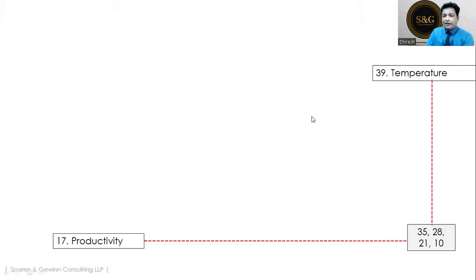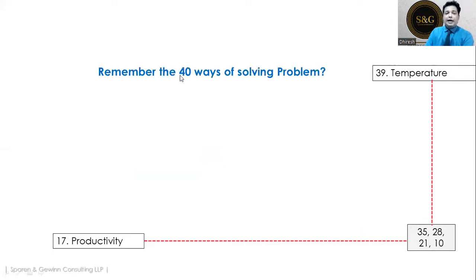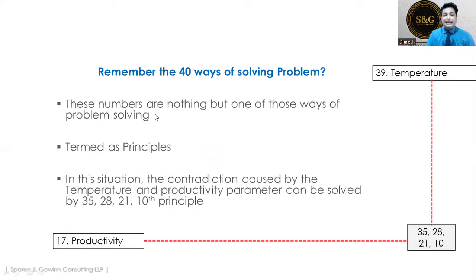Then productivity and temperature will give 35, 28, 21, and 10. So what are those basically? Remember the 40 ways of solving a problem, as I mentioned to you earlier. Out of those, these numbers are nothing but some of those ways to solve the problem, termed principles. Like in this situation, the contradiction caused by the temperature and productivity parameters can be solved by principle number 35, principle number 28, principle number 21, or principle number 10.